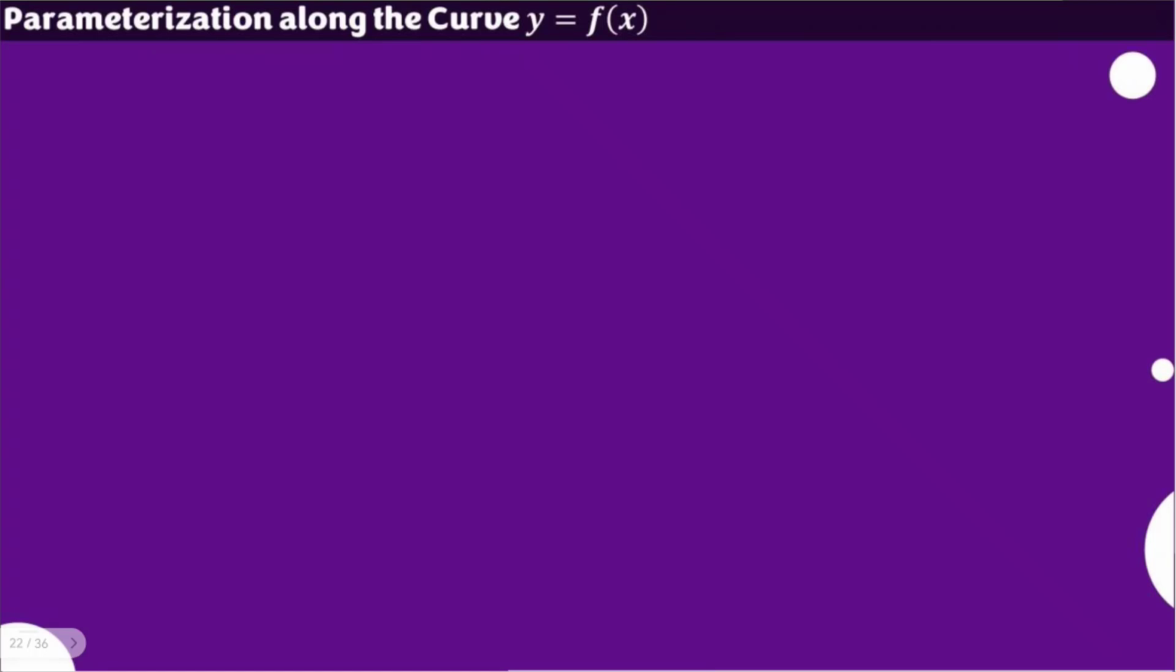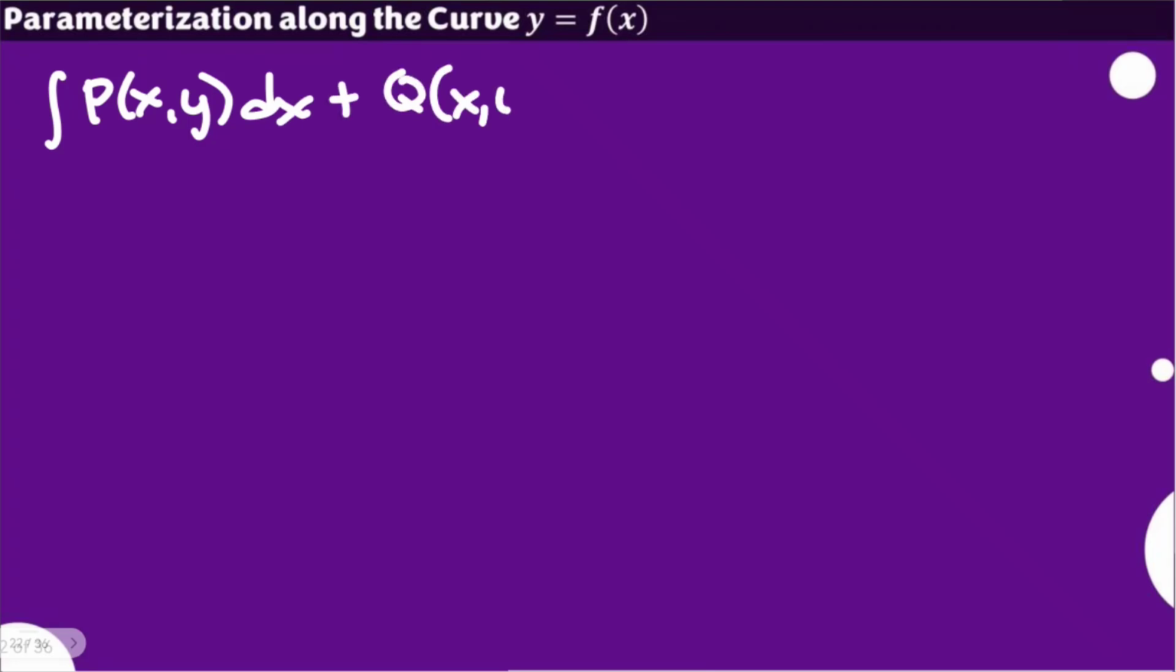If our path is a parabolic curve, let's say y is equal to f of x, any parabolic curve, there is also a different formula for the parameterization of that said path. It's still connected to the idea of solving for the real line integral of p of x y dx plus q of x y dy along your path C.